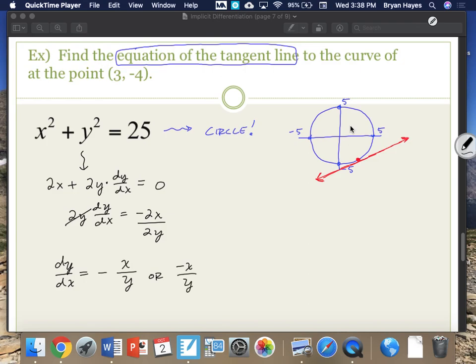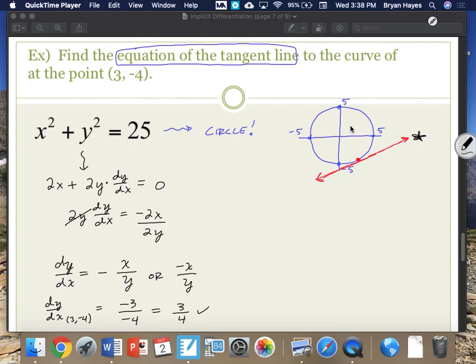Okay? And we're going to evaluate this derivative at the point 3, negative 4. I'm going to stick with that second one up there. I'm going to go the opposite of 3 over negative 4, or our slope is a positive 3/4. And we know the slope's positive, and going back up here to our little prediction of our sketch, we should get a positive slope. Okay.